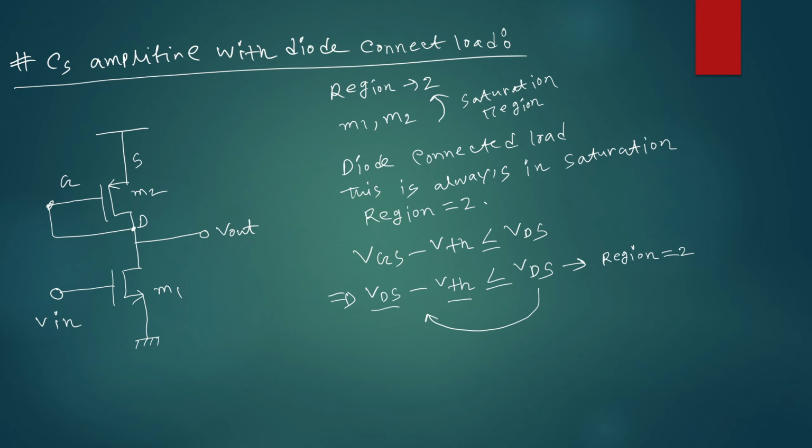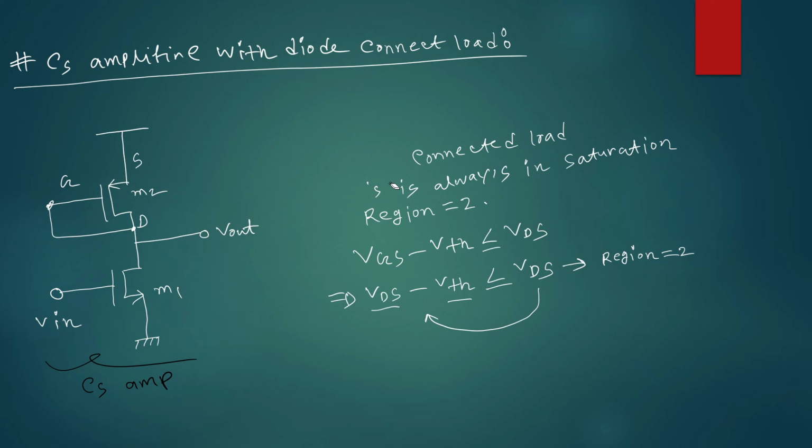Now the question is, what is the voltage gain of this amplifier? To find the voltage gain, we need to find the output resistance of this diode-connected common source amplifier configuration. Let me show you how we can find the voltage gain of this particular circuit. Let me just clean the page.